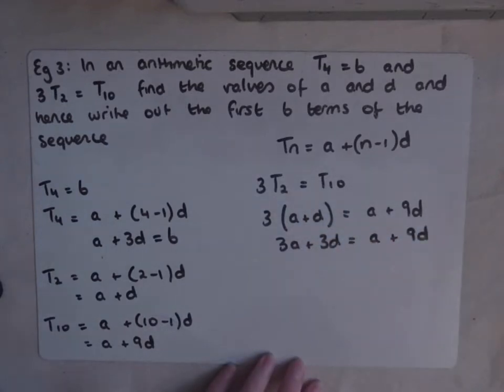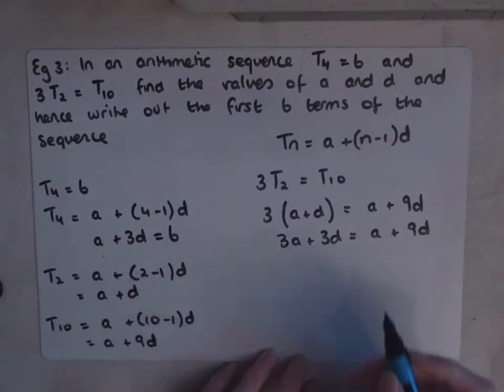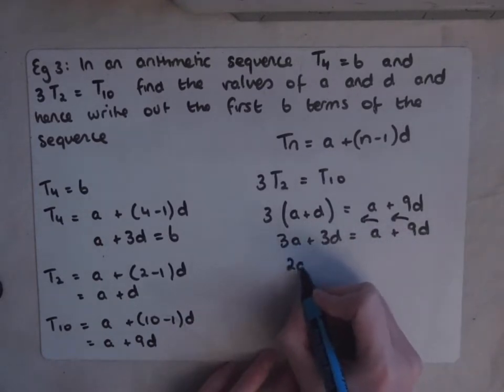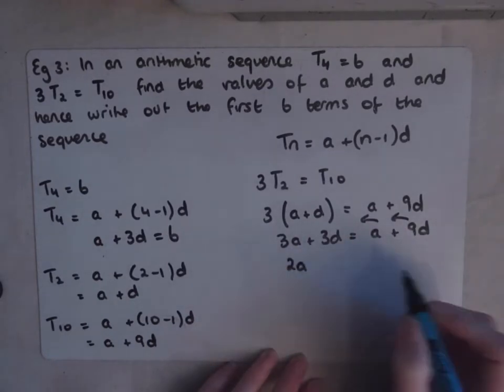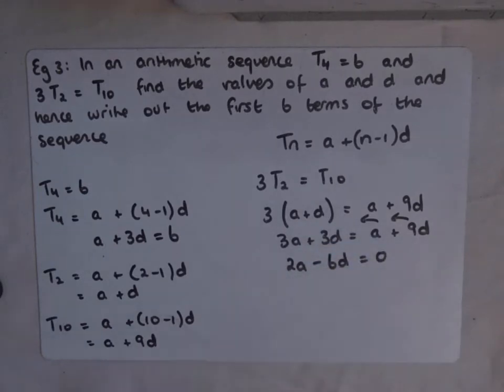Now if I'm going to do simultaneous equations, I want the a's, then the d's, then the equals, then the number. So all of these are going to come over. 3a take a is 2a, 3d take 9d is -6d, and I'm left with nothing.